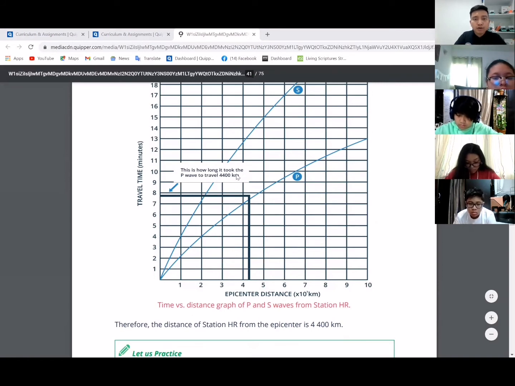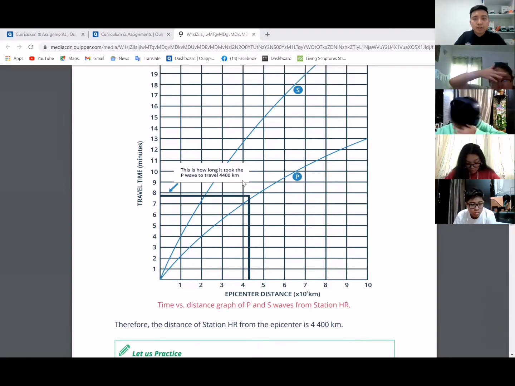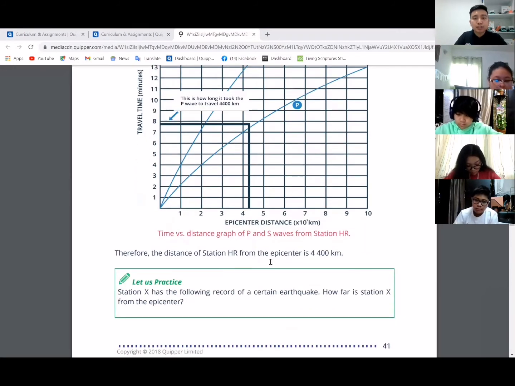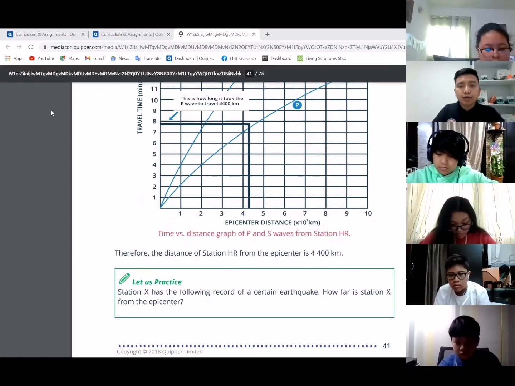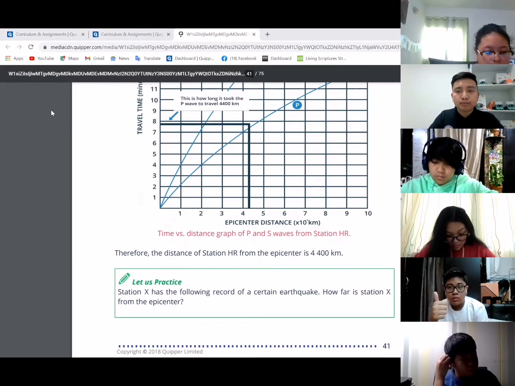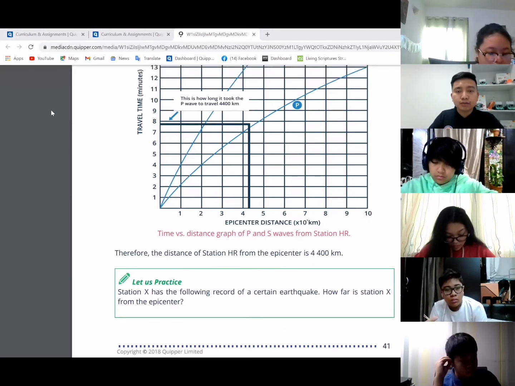Now, it says here, this is how long it took the P wave to travel 4,400 kilometers. This is 10,000, ha, this is not 1,000, 10,000 ito. 4,400 kilometers siya. Estimation din lang yung between 4 and 5. Okay? Estimate niyo siya. Therefore, the distance of station HR from the epicenter is 4,400 kilometers. Ayan. Clear ba? Clear ba yung steps? Any question? Any question? Walang question? Sure?